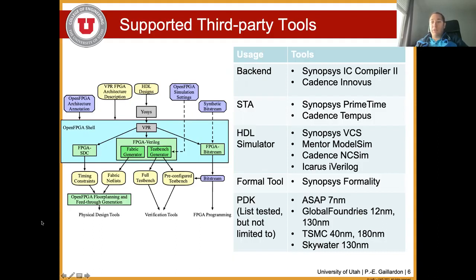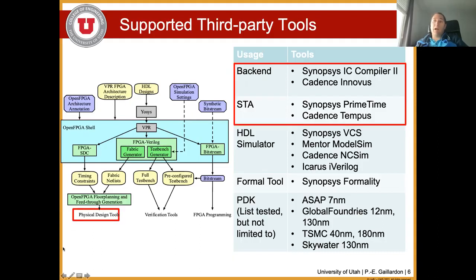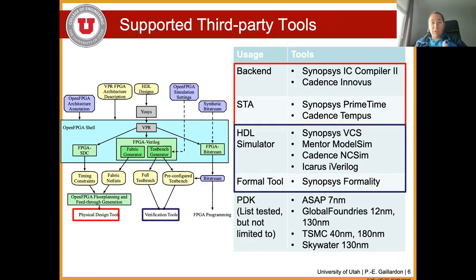So one could think about different backends to implement our FPGA fabrics. We support tools from Synopsys, Cadence, OpenRoad. So we're able to implement our fabrics with all of those semi-custom backend flows. Verification is handled again by Icarus Verilog, Synopsys VCS, Mentor Graphics ModelSim, Synopsys Formality. We support all of those tools. And we validated this approach with multiple PDKs, including advanced commercial PDKs, GF12, and more relaxed technologies, Skywater 130 in particular.